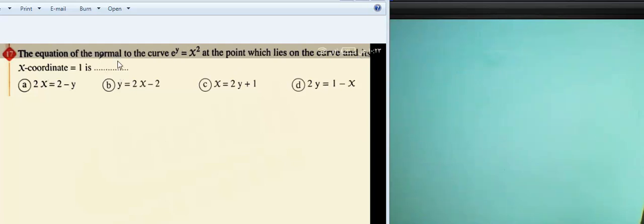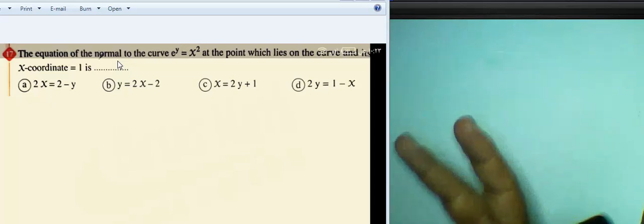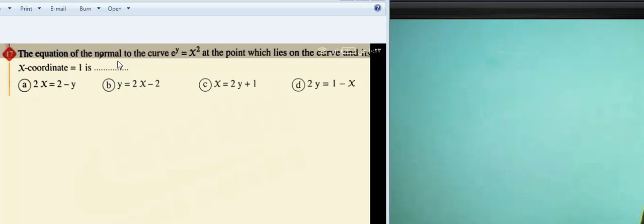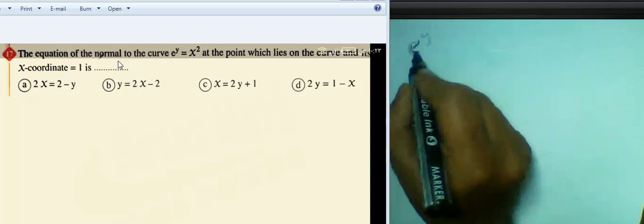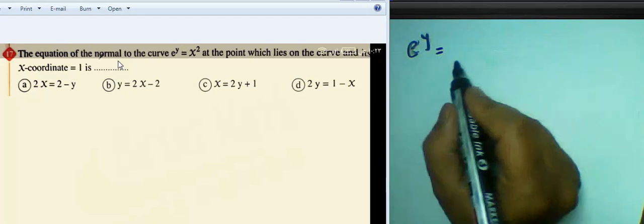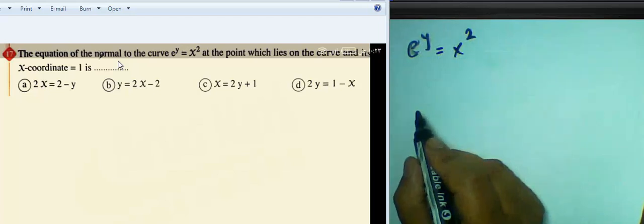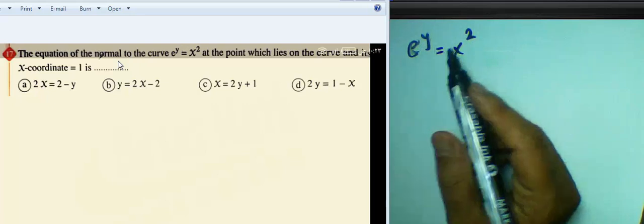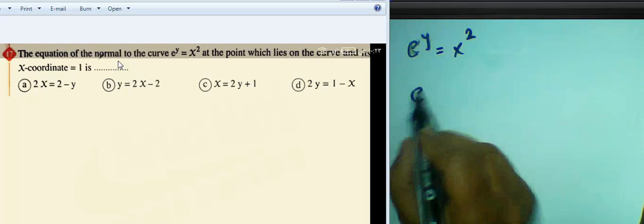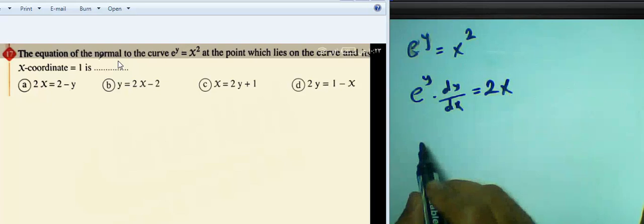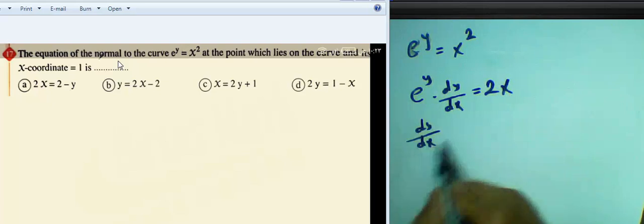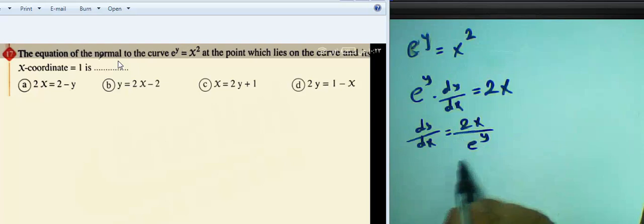The equation of the normal means we must find the slope of the curve, and to find the equation of the normal, you must invert the slope and change the sign. Look at this function: e^y = x^2. We differentiate it: e^y · dy/dx = 2x, then dy/dx = 2x / e^y.